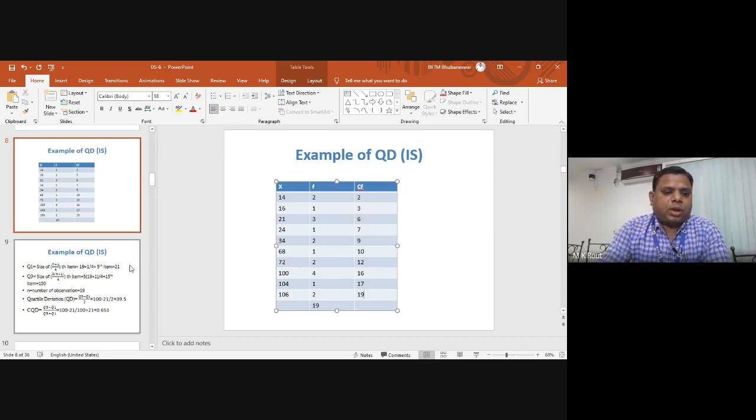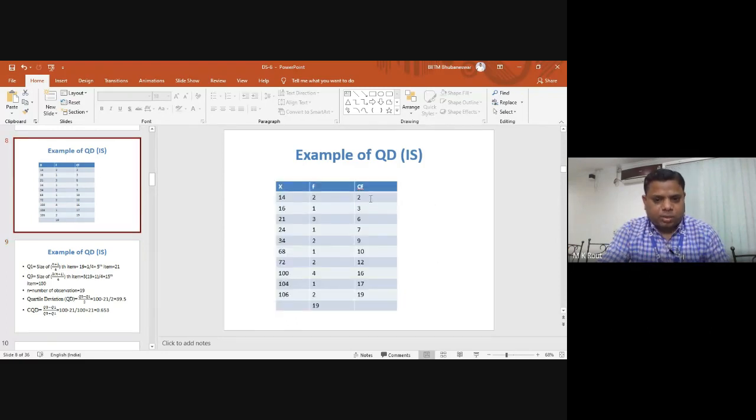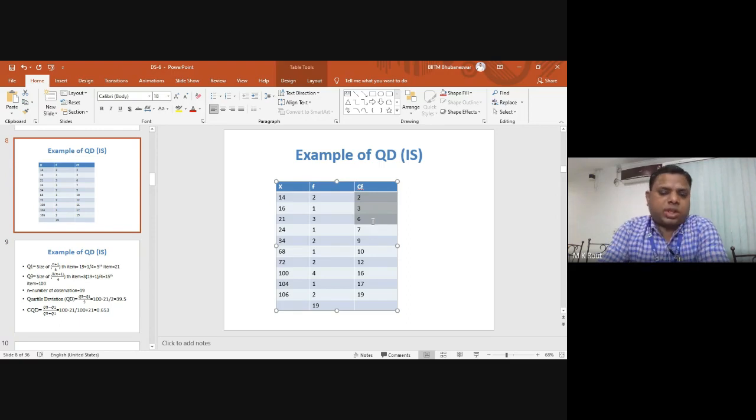Okay. Then after you proceed to calculate the value of Q1, that is the 5th item. The 5th item equals 21. How is it 21? In this case, the 5th number lies in between this chosen interval, which starts from 2 to 6. That is why the corresponding X value should be considered as the Q1 value. So here the Q1 value is 21. I just highlight it in red color.